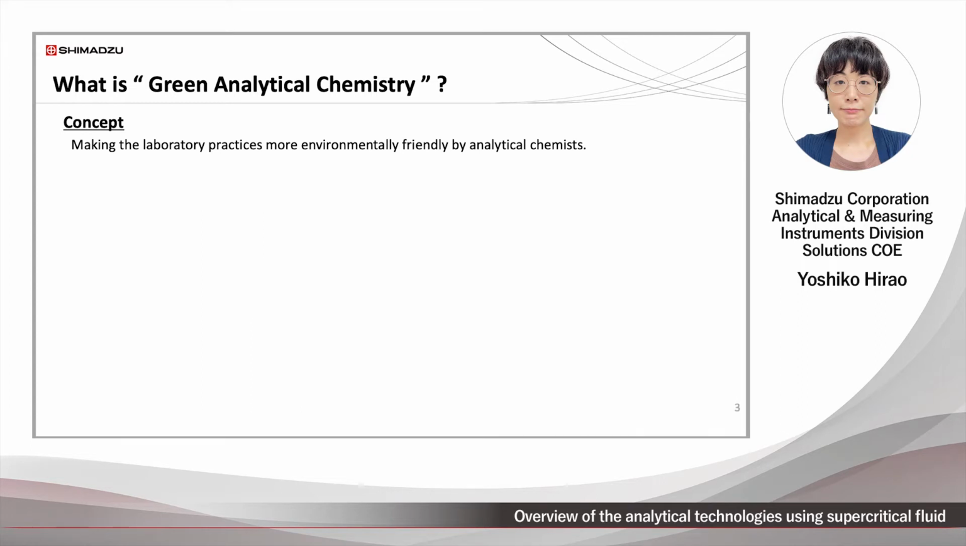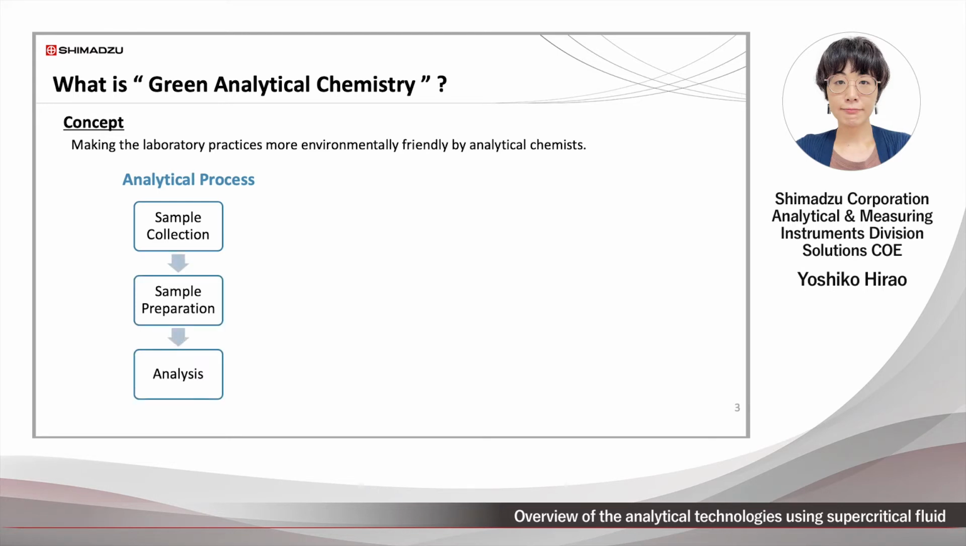Now, let us consider what kind of analytical methods that include green analytical chemistry can be used in the analytical process. The analytical process generally consists of sample collection, sample preparation, and analysis. In sample preparation and analysis, organic solvents are commonly used. Focusing on green analytical chemistry, the strategy of solvent reduction is effective.